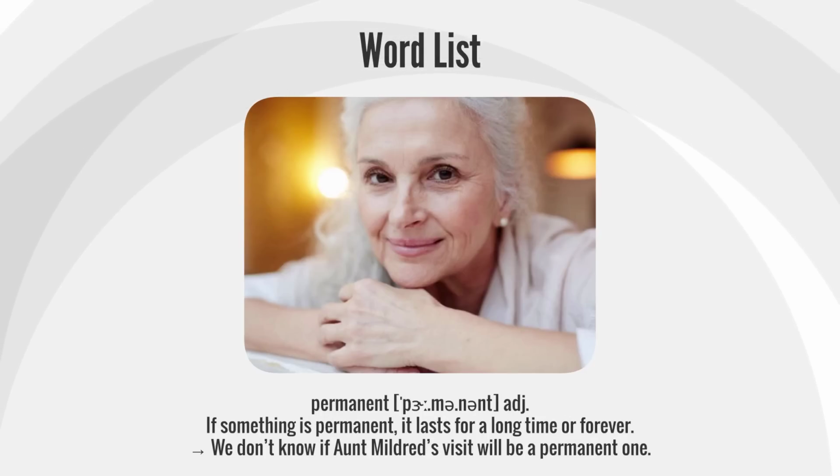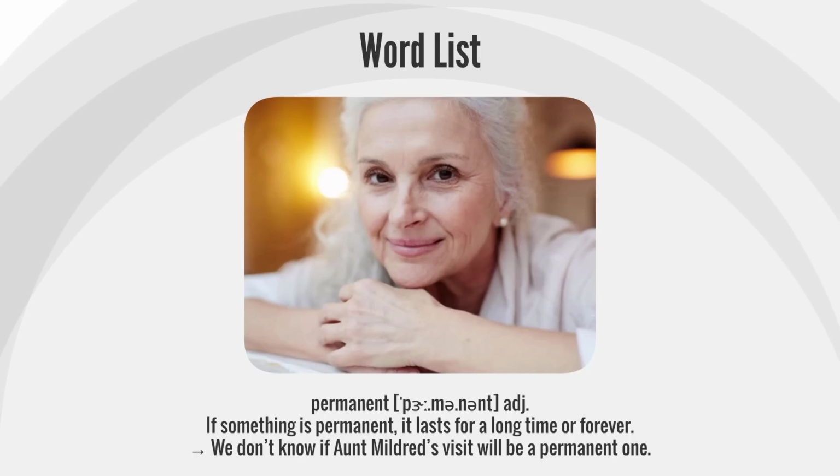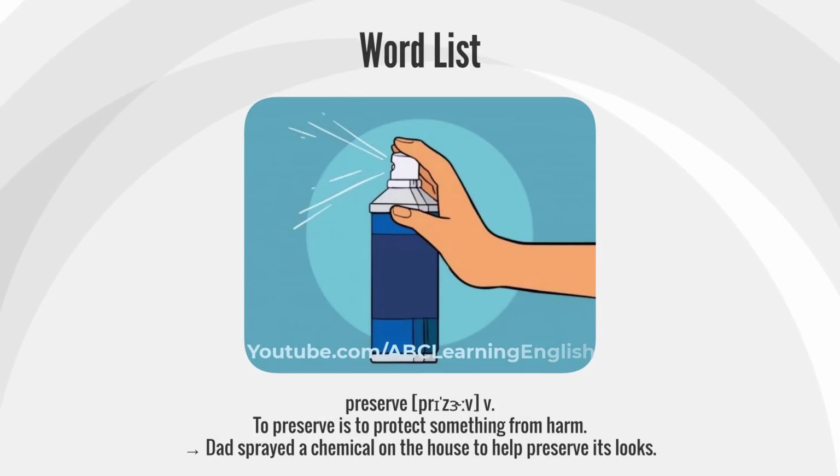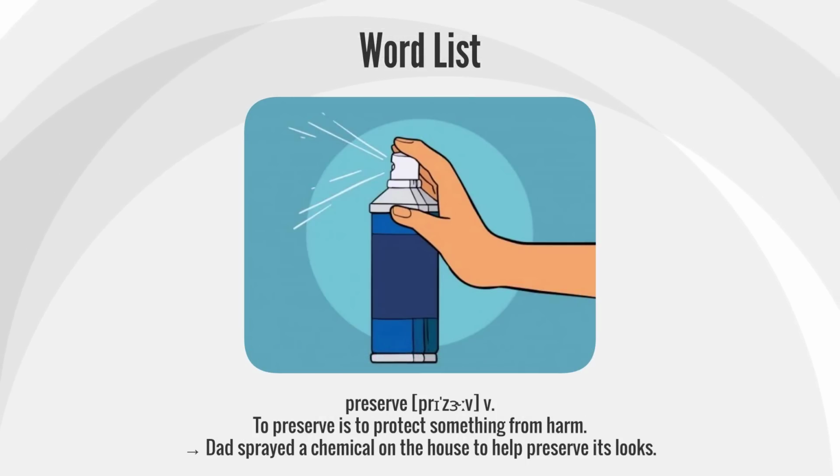Permanent. If something is permanent, it lasts for a long time or forever. We don't know if Aunt Mildred's visit will be a permanent one. Preserve. To preserve is to protect something from harm. Dad sprayed a chemical on the house to help preserve its looks.